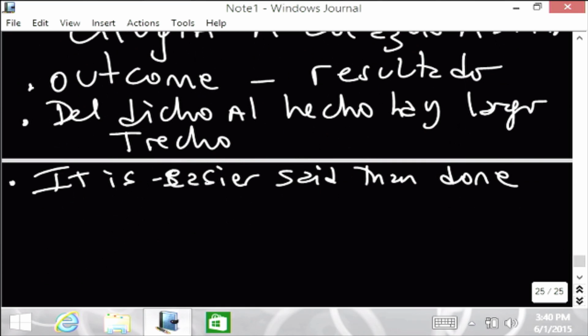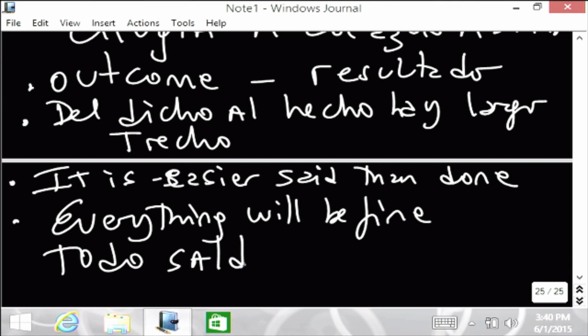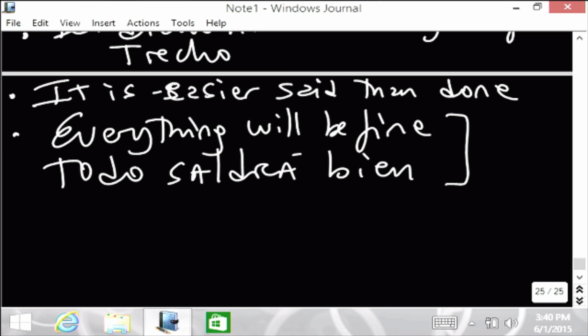These are very typical expressions, such as the next one, for example. Everything will be fine. En vez de decir todo estará bien, es muy común en español decir todo saldrá bien. It's much better, actually. Saldrá bien.